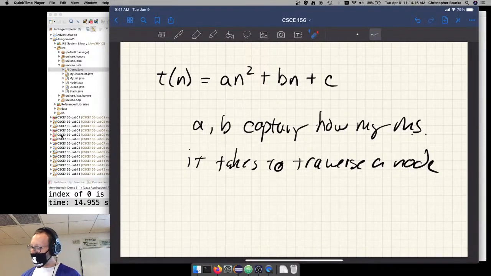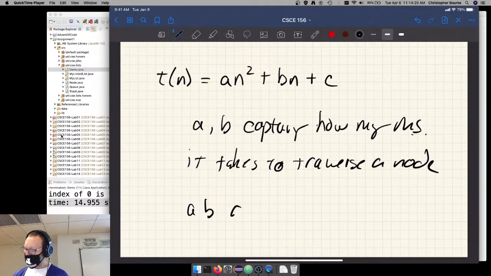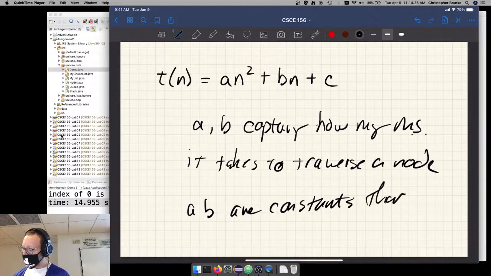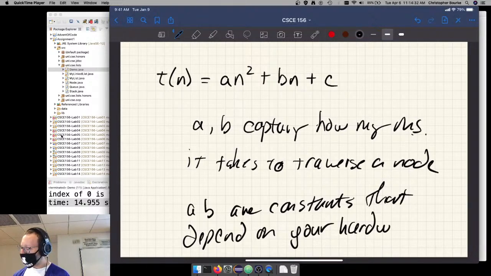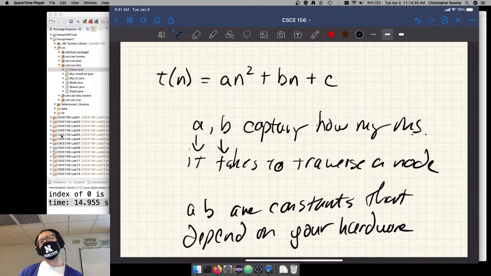In other words, A and B are constants that depend on your hardware. Upgrade your hardware, those constants will go down, right? Downgrade your hardware and those constants will go up. But what does not change? What doesn't change is this guy right here, that it's still going to be quadratic.